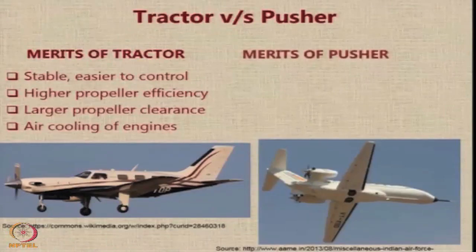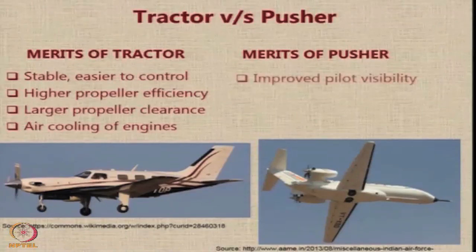On the other hand, we have a pusher configuration like the one shown here. This is the Saras aircraft designed by National Aerospace Laboratories, Bangalore, which has two engines mounted on the back, and behind them we have these propellers. So, this is a pusher configuration because the engines are behind. You notice here that since the engines are quite far away from the canopy, you have unrestricted improved visibility for the pilot. The prop does not come in the way, and the second thing is pilot safety.